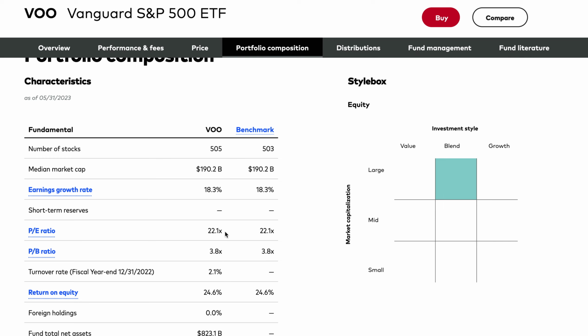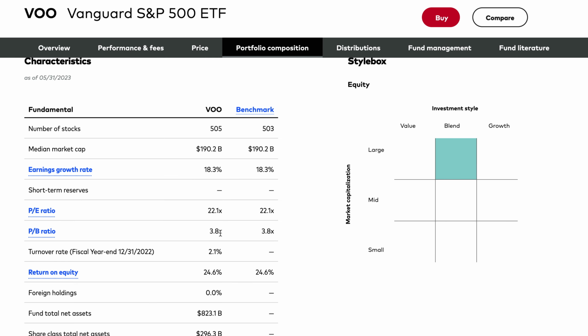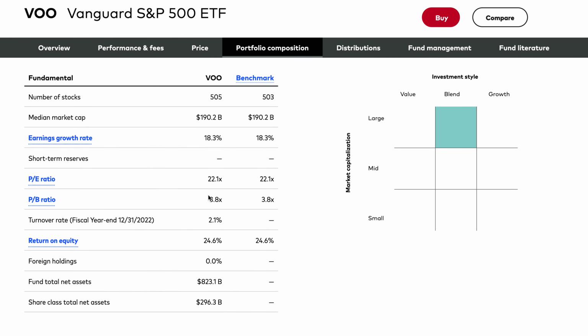So 22, that's on the higher side. But if you're growing earnings at a very high rate, sometimes that price to earnings ratio is justified. Price to book ratio is another ratio you can look at. Return on equity, 24.6%, so very high return on equity. And then the total assets of the fund being 823 billion over here.